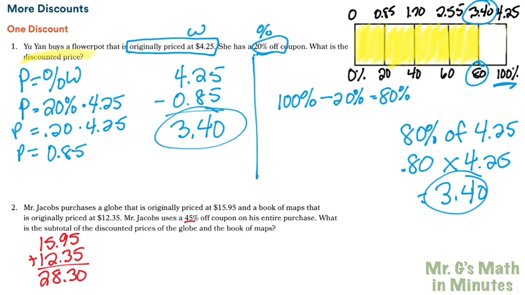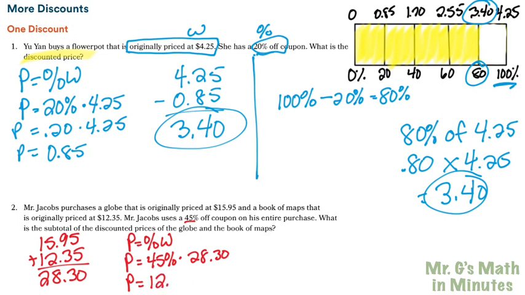So now we're going to take off that 45% off coupon. So part is equal to the percent times the whole. P is our discount. That's what we're looking for. How much money are we taking off? We're taking off 45%. He's buying $28.30 worth of stuff. Turn that percent into a decimal, so 0.45 times 28.30.